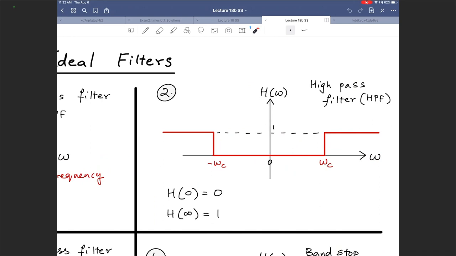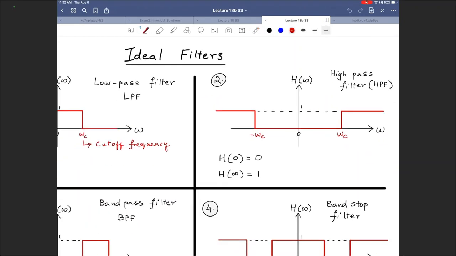High pass filter, exactly the opposite of low pass filter. So beyond a cutoff frequency, it will start passing those frequencies. So H of 0 is 0, and H of infinity is 1: as frequency increases, it goes to 1. Again, ideal behavior, the ideal frequency response of a high pass filter. These are all frequency responses.